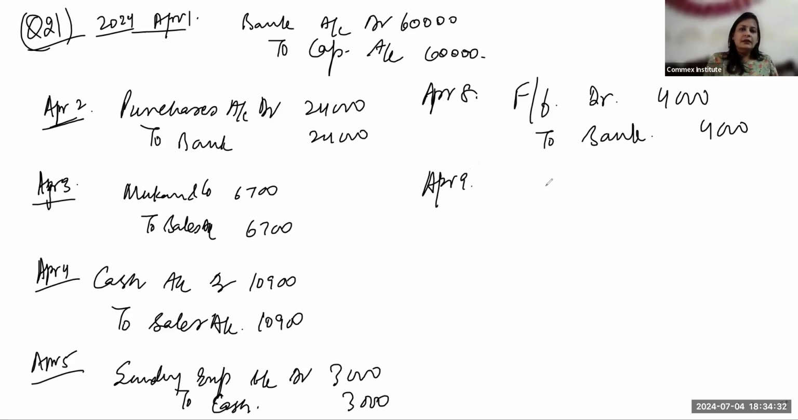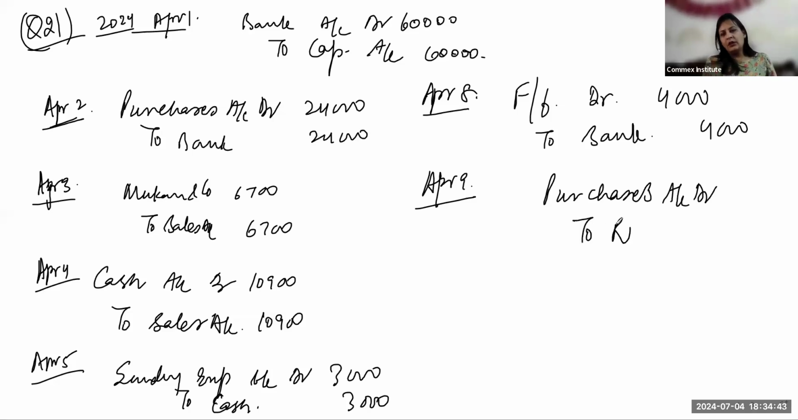April 9, Suprati. Purchases account debit 10,600 to Ramesh and Bros account. Okay, purchases account, it's a credit purchase. So purchases account debit to Ramesh and Bros, 10,600. 10,600.